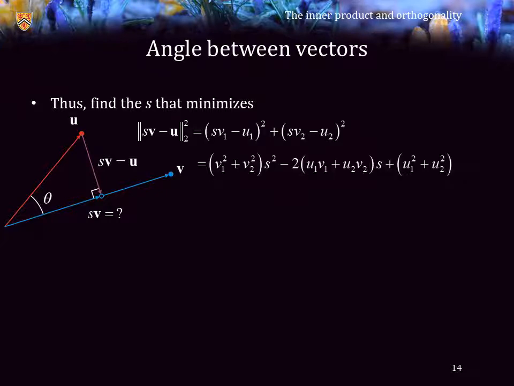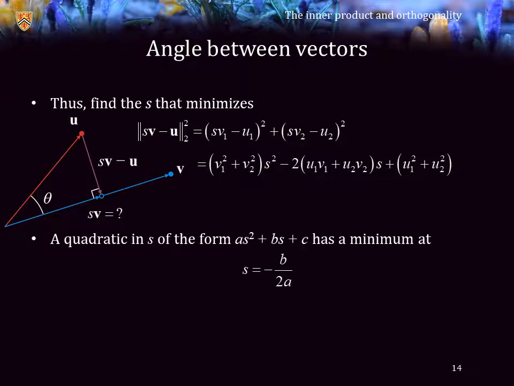So let's expand those and collect on s. We see that this is a quadratic in s, and it is concave up. Why? Because v1 squared plus v2 squared is strictly greater than 0, because we assumed that both vectors u and v were non-zero vectors. Alright, so now we have a quadratic in s, and we want to find where the minimum is. But wait a second.